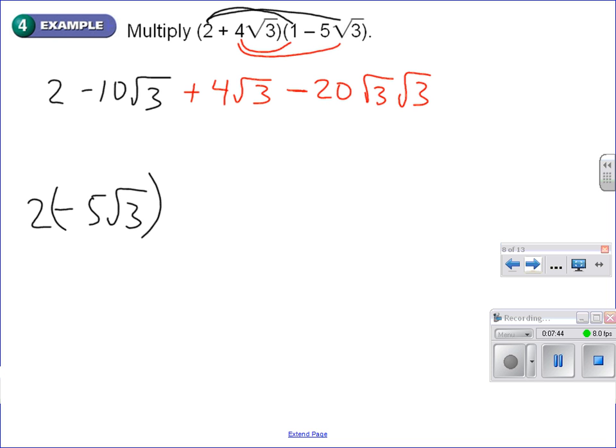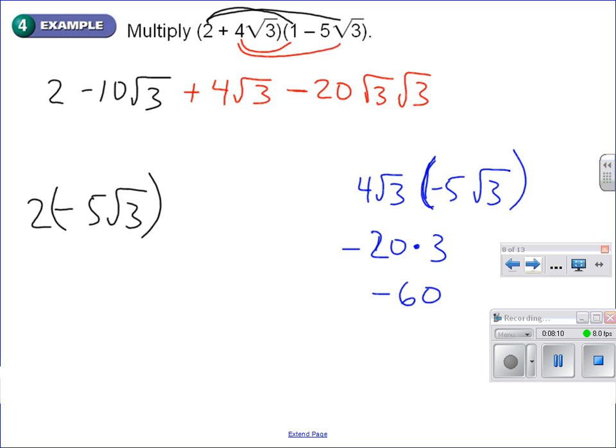Okay, let's work that one off to the side because this is the one that seems to give us a problem. The 4 square root of 3 times a negative 5 square root of 3. So multiplication is commutative, right? So basically this becomes 4 times negative 5, so negative 20. And square root of 3 times square root of 3 is 3. And my sign is still multiplication, so negative 60 is my number there. Okay, so I'll go ahead and erase this right here and put in a negative 60.